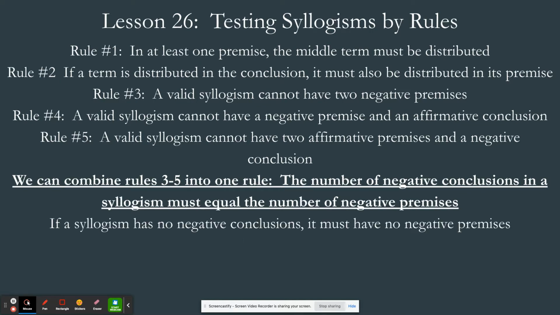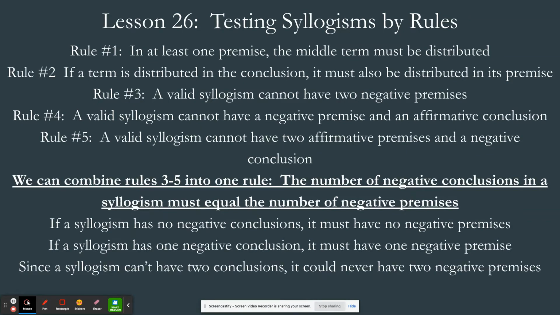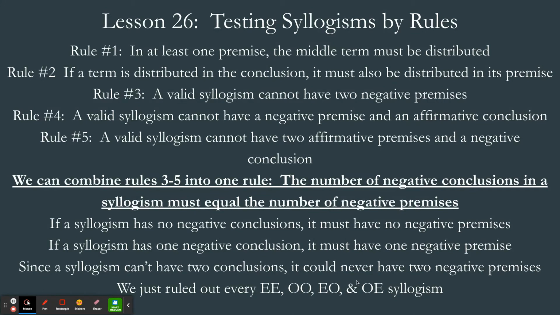So what that means is this. Again, you don't have to write this down. If a syllogism has no negative conclusions, in other words, if the conclusion is an A or an I, it can't have any negative premises. If a syllogism has 1 negative conclusion, if our syllogism is an O or an E, it can only have 1 negative premise. And since a syllogism can't have 2 conclusions, it could never have 2 negative premises, which means, like I told you last week, every single syllogism whose premises are EE, OO, EO, and OE is invalid.